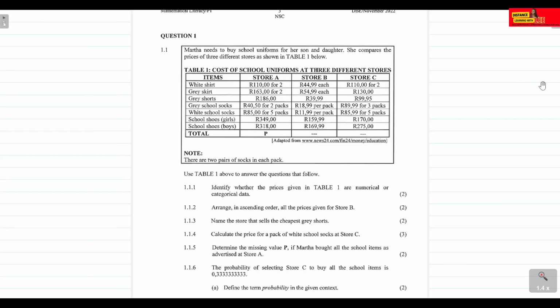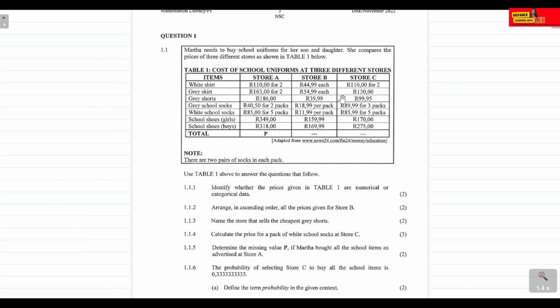Okay, so let's have a look at the first question. Question 1.1. Martha needs to buy school uniform for her son and daughter. She compares the prices of three different stores as shown in table 1 below. Table 1 basically shows the cost of school uniforms at three different stores. So these are the costs of the different school uniforms at different stores.